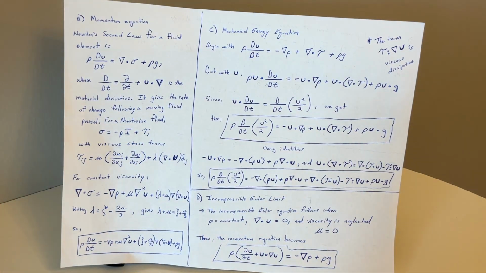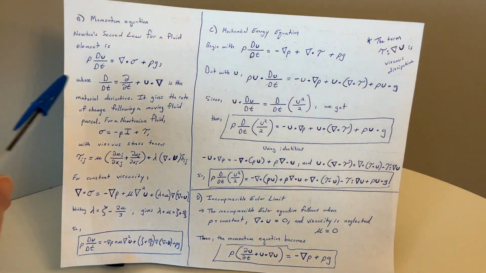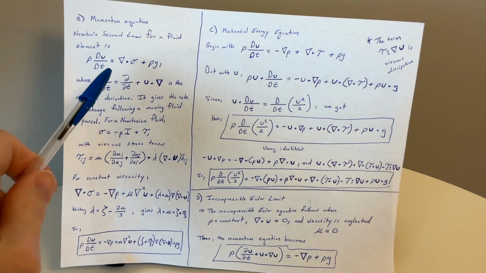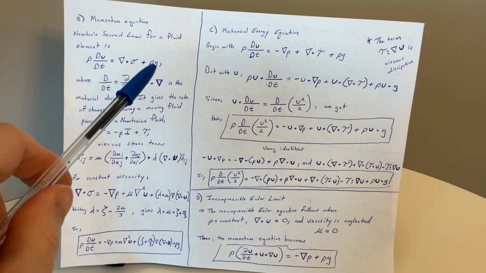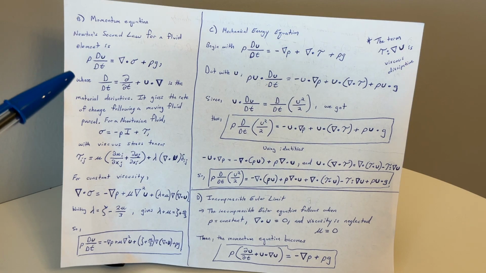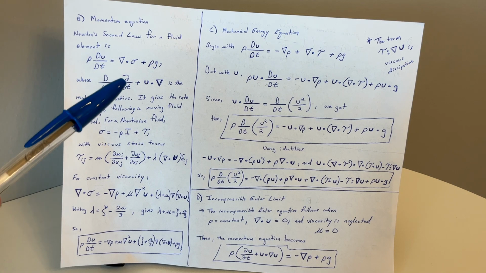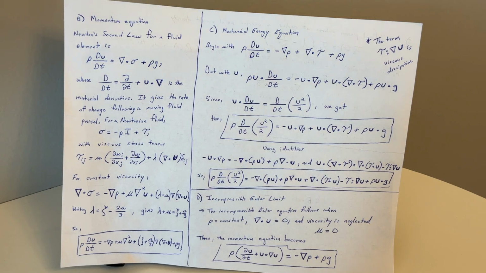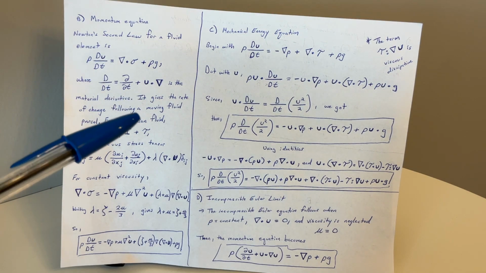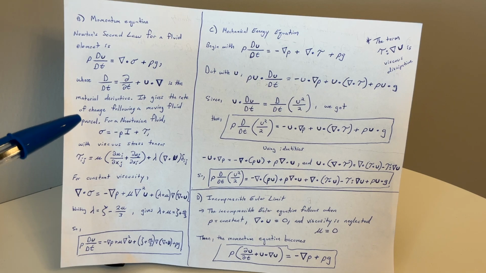Okay, so momentum equation for letter B, let's see what we have. Newton's second law for a fluid element is rho Du/Dt equals del dot sigma plus rho g, where D/Dt equals partial d/dt plus u dot del is the material derivative. It gives the rate of change following a moving fluid parcel.